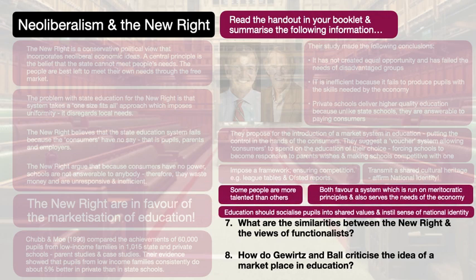Much like the functionalists who share this idea of meritocracy, the new right believe that some people are more talented than others and will achieve more than others. Both functionalists and the new right favour a system which is run on that meritocratic principle, but also is there to serve the needs of the economy. The education system should have a function, and that function should be to benefit society.